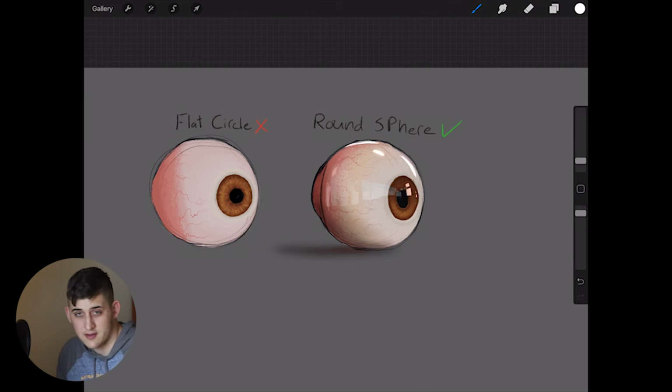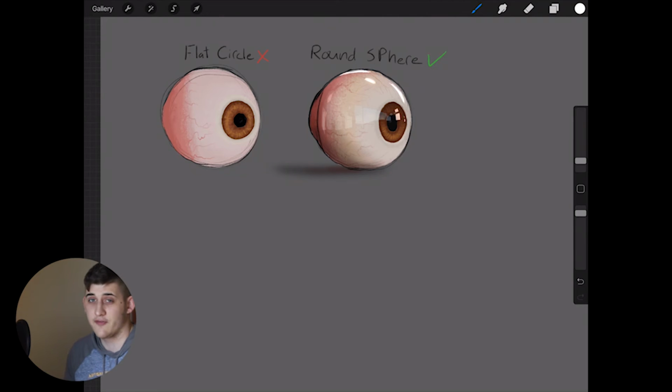However, it's not. It's a sphere, which means it's going to have highlights and shadows and specular highlights, which is what gives the eyeball its form. That's the first thing we need to understand. An eyeball is a sphere, not a circle. Once we understand that, we can begin to look at some more of the surface anatomy to really get the shape right.